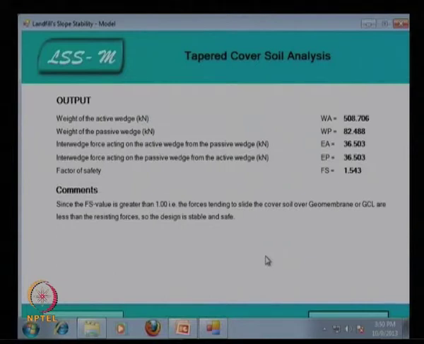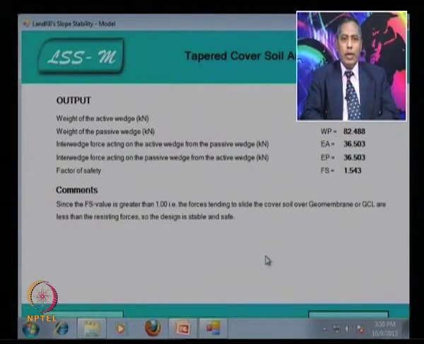The output is the weight of the active wedge W is equal to 508.706 kilonewton, the weight of the passive wedge WP is equal to 82.488, then the interwedge force acting on the active wedge from the passive wedge EA is 36.503 kilonewton, and the interwedge force acting on the passive wedge from the active wedge, that is EP, is equal to 36.503 kilonewton. So, you will obtain the factor of safety Fs equal to 1.543.